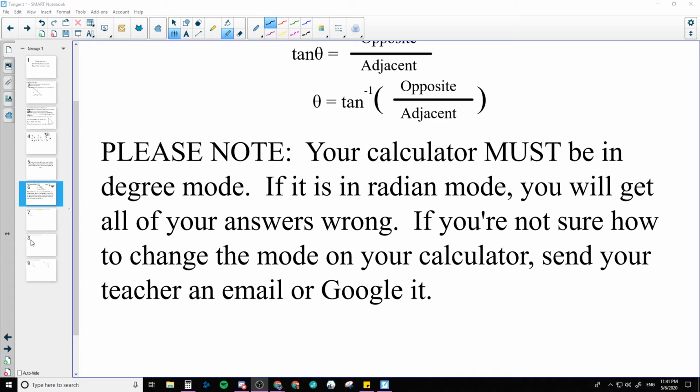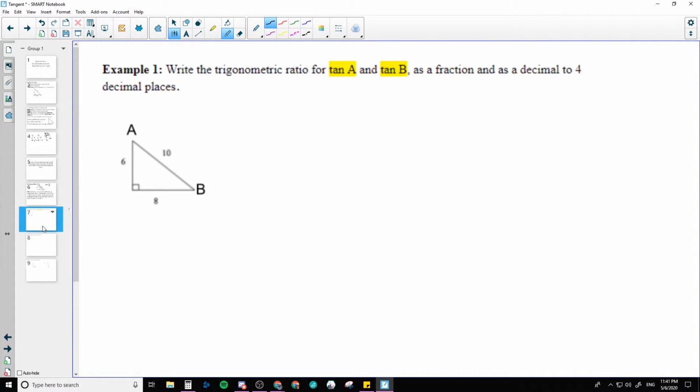Okay, so let's actually get into some practice here. We're gonna write the trigonometric ratio for tan A and for tan B as a fraction and as a decimal to 4 decimal places. So we're just looking at the ratio. Tan theta is always how it starts. Now we remember tangent is opposite over adjacent. This is how we abbreviate them. Tangent equals opposite over adjacent, TOA.